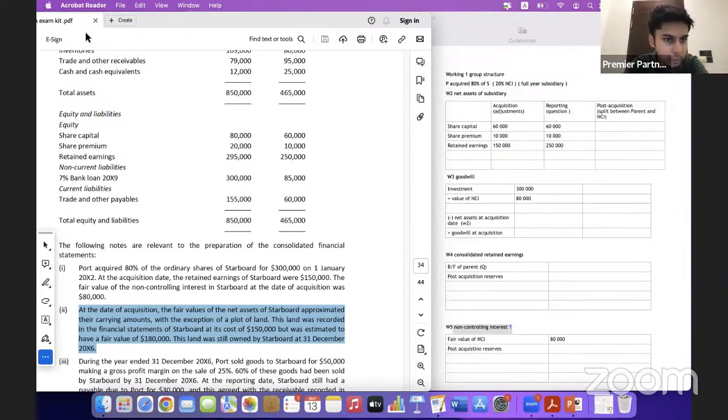Okay, right. So guys, Roman number 2, what does it say? At the date of acquisition, the fair value of Starboard approximated to its carrying amount with the exception for a plot of land. This land was recorded in the financial statements at cost 150, but the estimated fair value is 180. The land is still owned by Starboard.